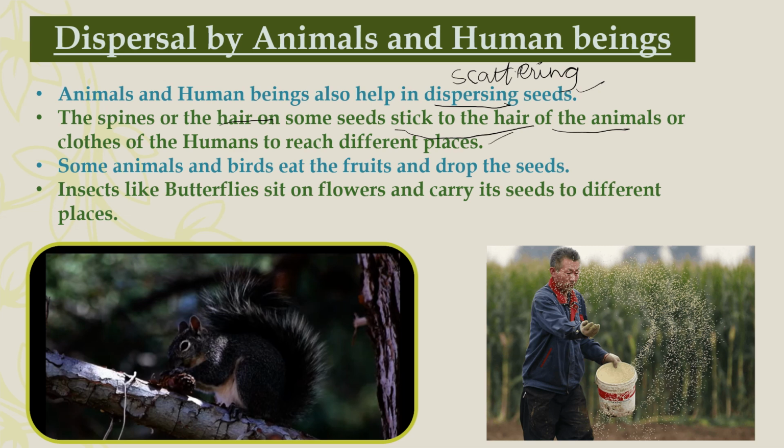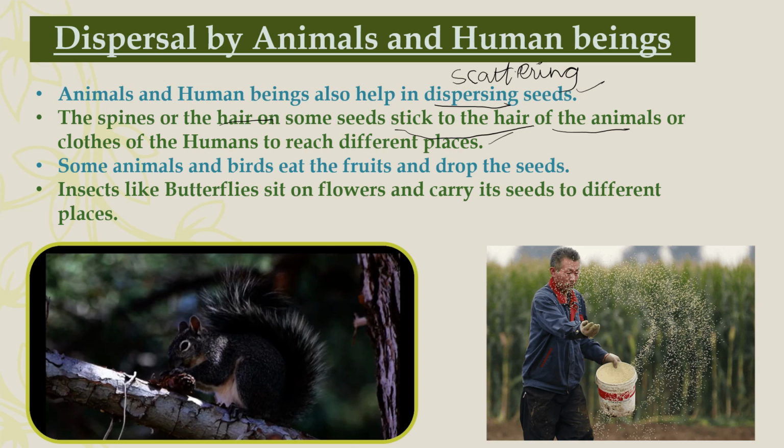So as we have already seen in that Velcro thing, the hair on these seeds, the hooks on these things, get attached to the hair of animals and to humans' clothes, and that's how they travel to different places with those animals and human beings.